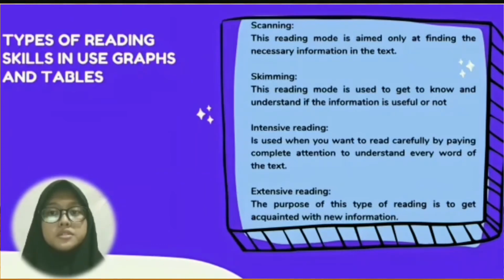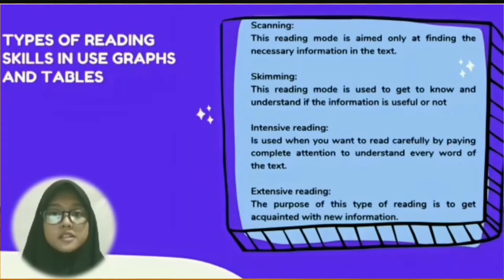This reading mode is used to get to know and understand if the information is useful or not. In this mode, the text is also read fast but not as precisely as in the scanning mode. The goal is not to look for specific facts, but to evaluate the text for complexity, interest, and general storyline.